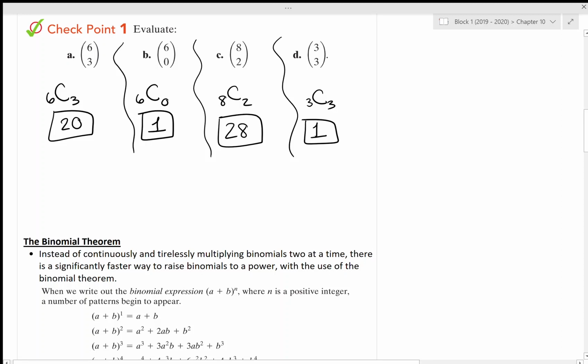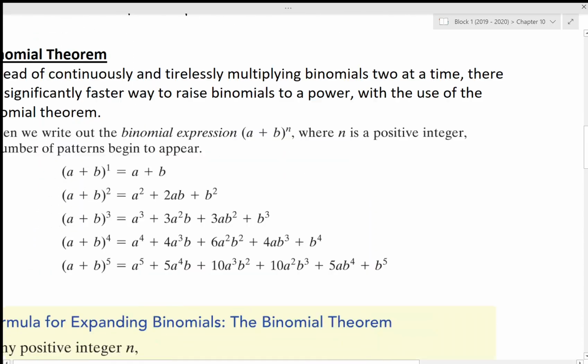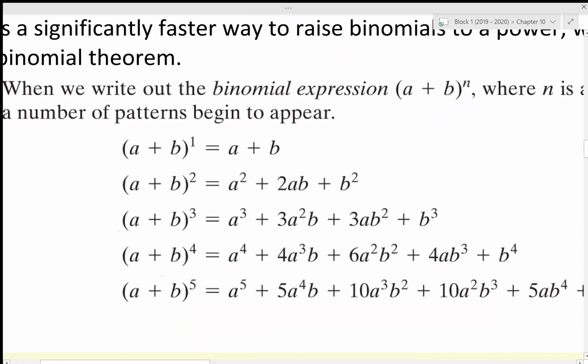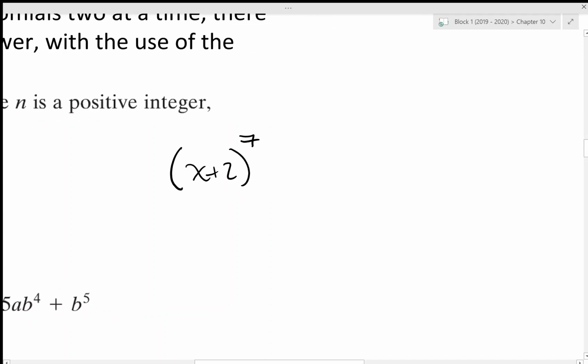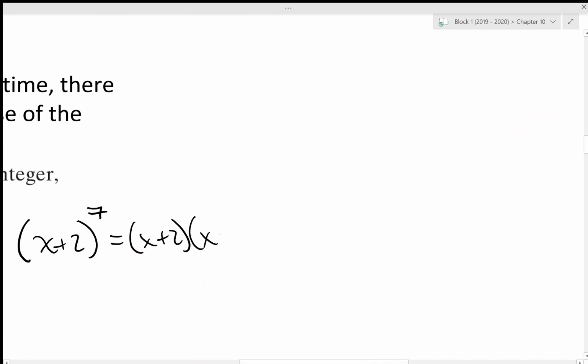Okay, so now that I talked about binomial coefficients, these nCr's, and Pascal's pyramid and how it's beneficial in finding these answers, now we're going to utilize this within our binomial theorem. Let's say I want to take a binomial and raise it to the fourth power. Remember, let's say x plus 2 to the seventh power. That means it's x plus 2 times itself 7 times.